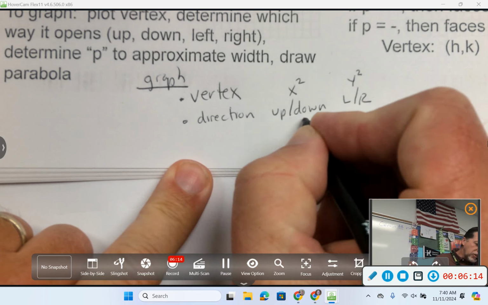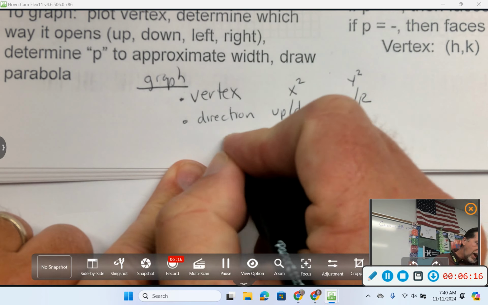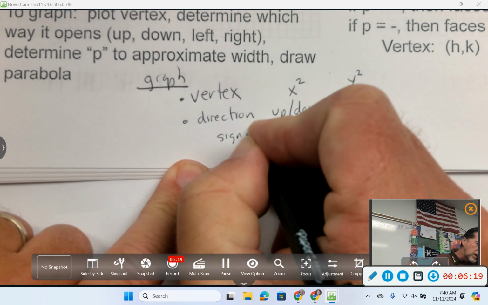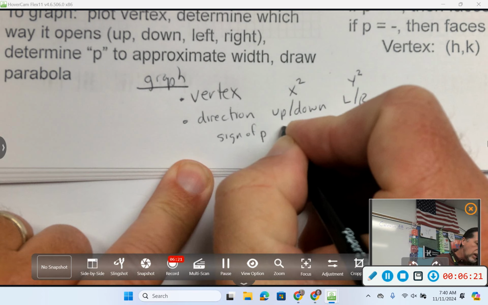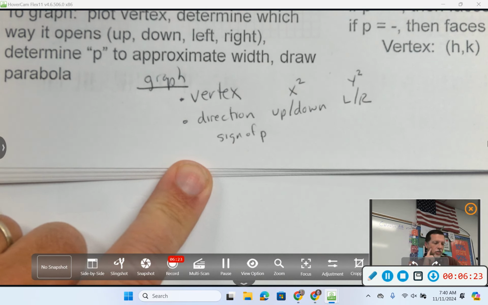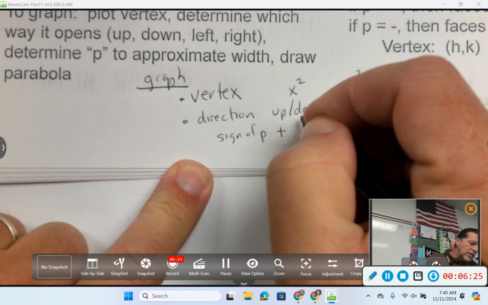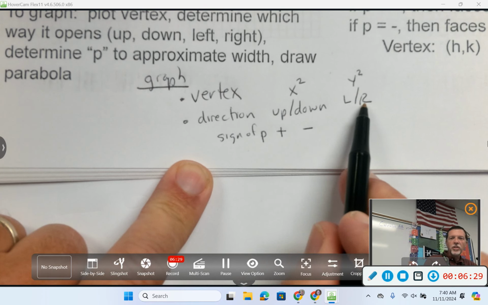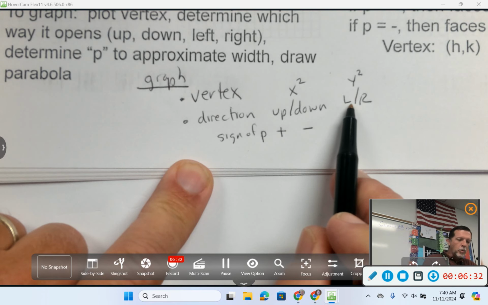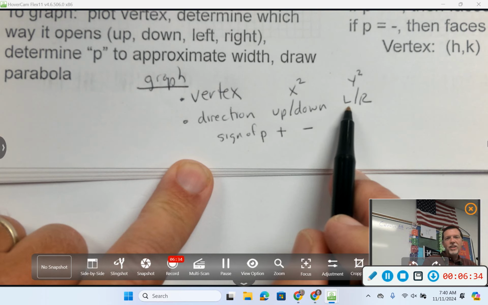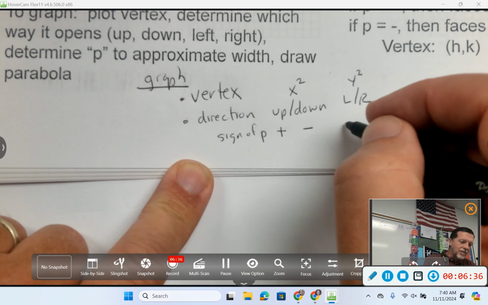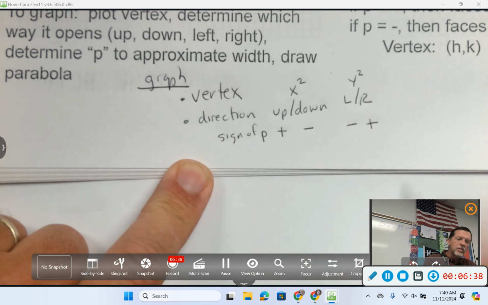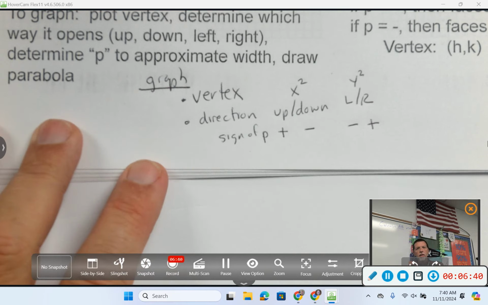Now, the up versus down, the left versus right, has to do with the sign of p. And it works just like you think it should work. If p is positive, it's up. If p is negative, it's down. Maybe I should have written these in a different order. What sign of p do you think makes it point to the left? Positive or negative? Negative. And if p is positive, it points to the right. So you put your vertex on the graph, and then you figure out, okay, which way is this thing going?